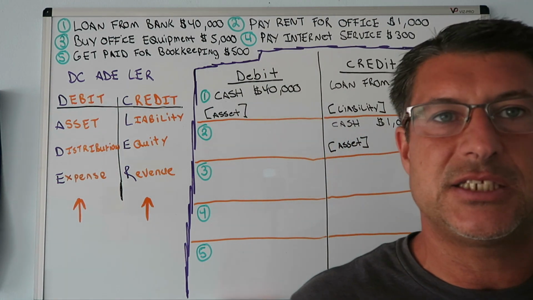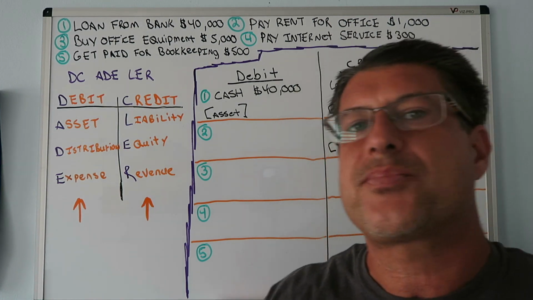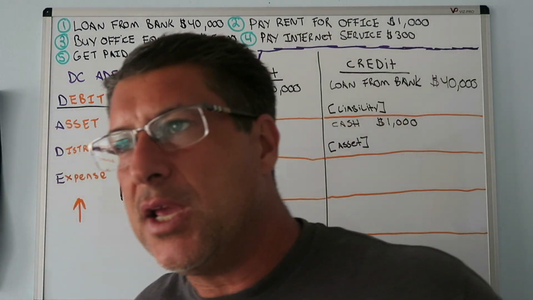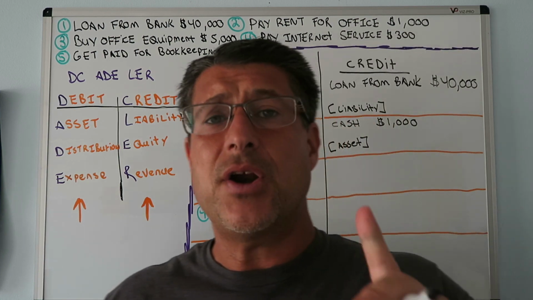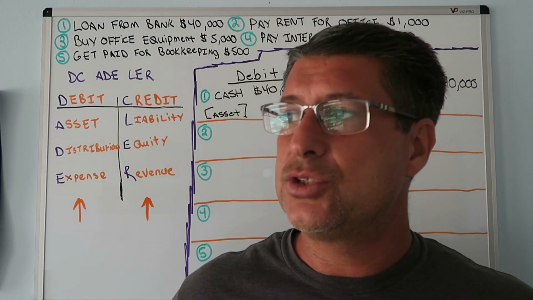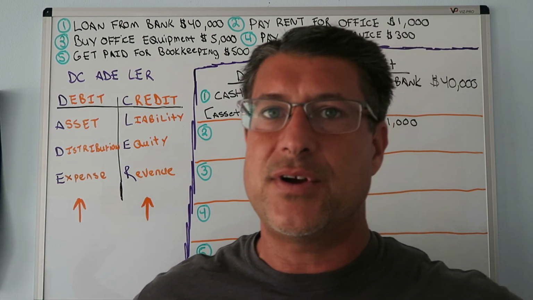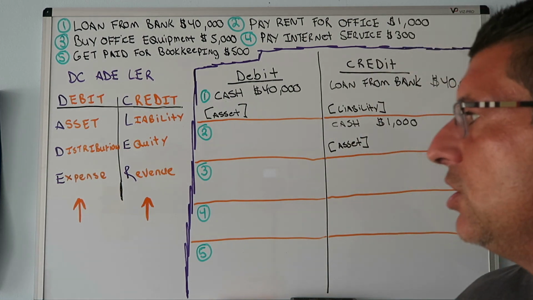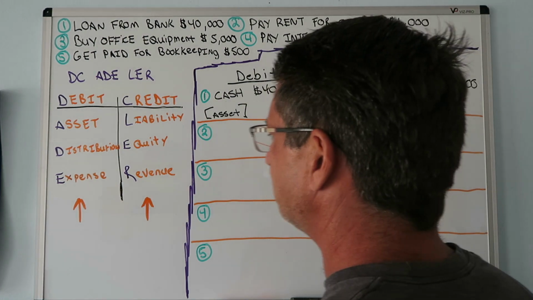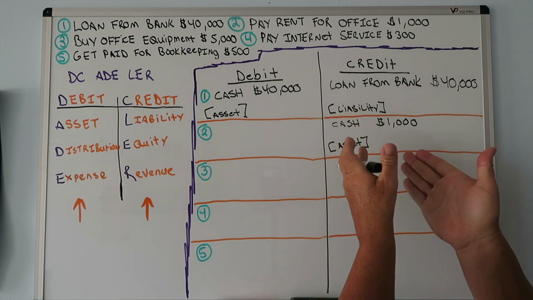Now rent is an expense. An expense is a money outlay, necessary and ordinary in your business. So, is it necessary and ordinary that I have an office that I pay rent for? Yes. So that would be an expense.